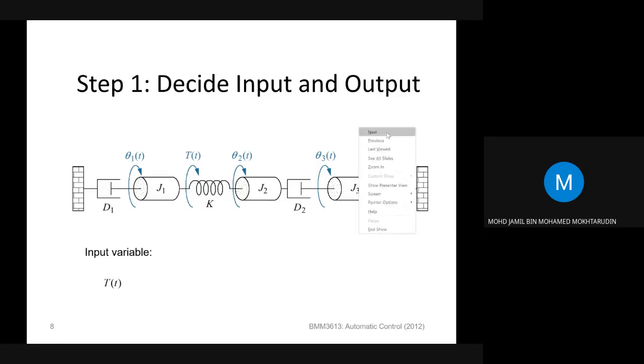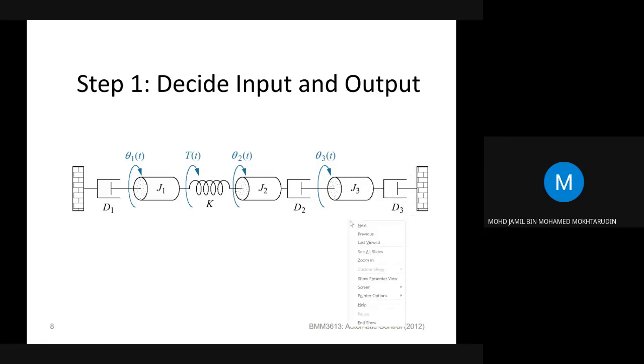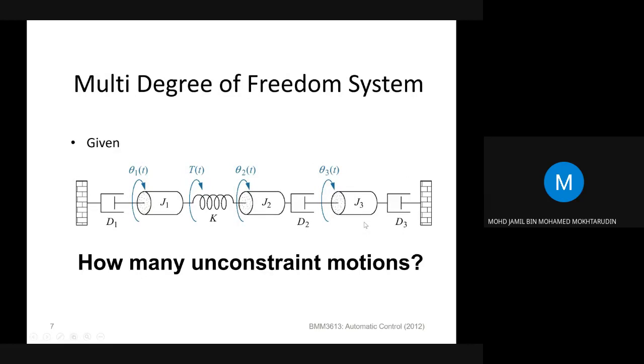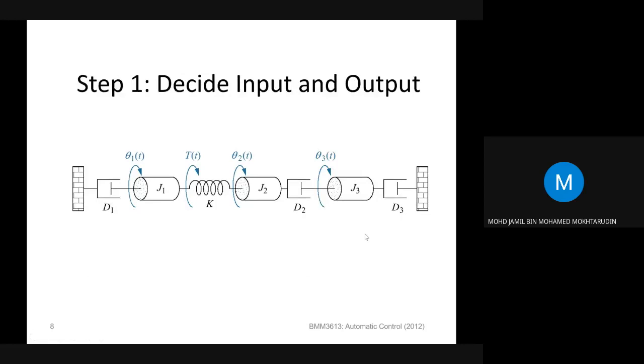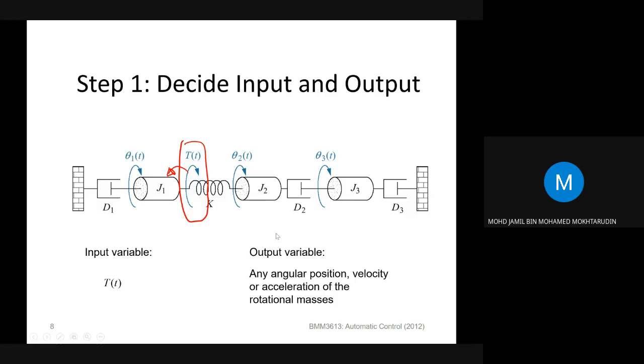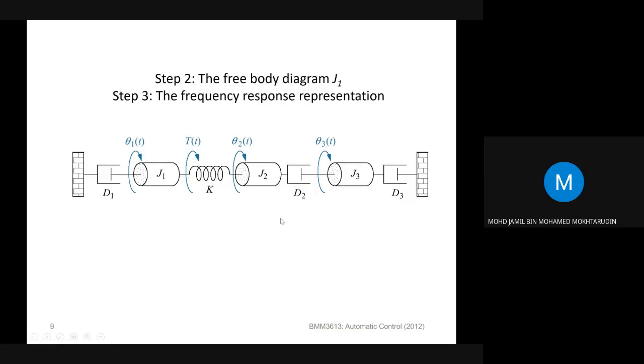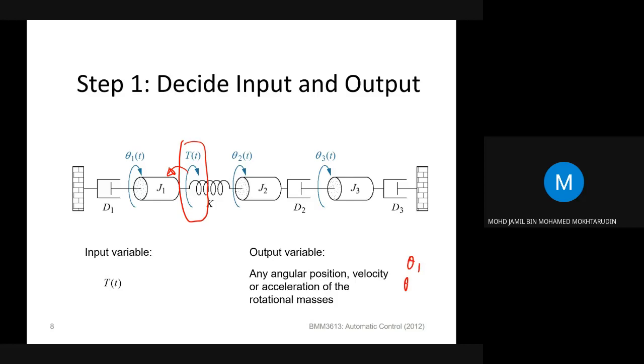Okay, so let's look at an example of 3 degree of freedom. Okay, so here it's 3 degree of freedom. So we follow the steps. So step 1, decide input and output. So the input is the torque. So the torque is here. So here it's before the spring, meaning that it is for J1, okay? And then the output can be any angular position, velocity, or acceleration of the rotational mass. So it can be theta 1, theta 2, or theta 3, okay? Depending on the question, which one the question wants you to calculate.